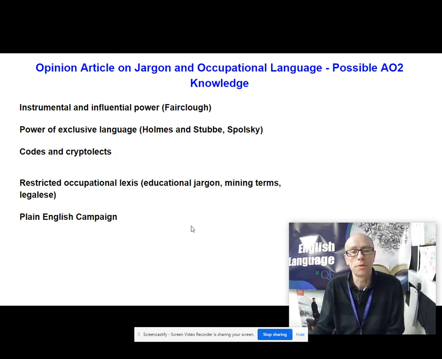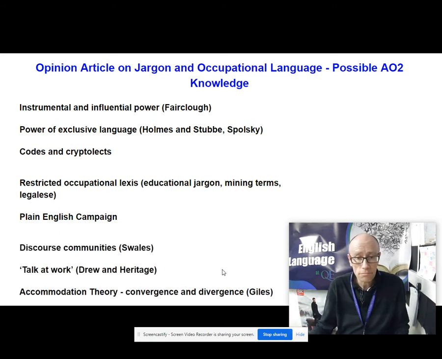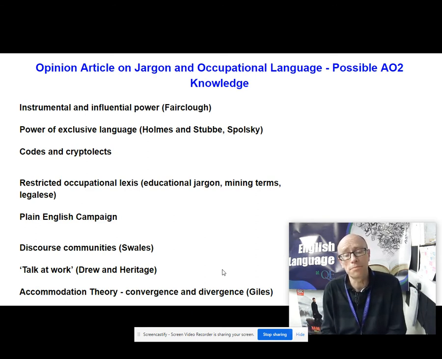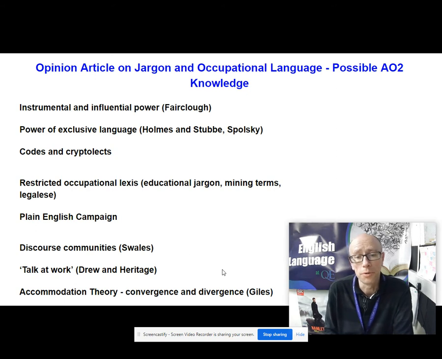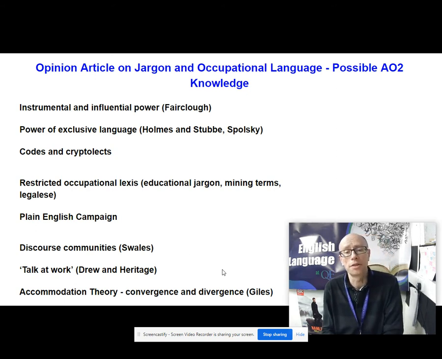There may be an argument for you to introduce information about the Plain English Campaign, which was set up in the late 1970s in order to restrict the amount of jargon that's out there in public life. And then you could be thinking about discourse communities. So what constitutes discourse communities and some of the features of talk at work. There was research done in the previous video by Drew and Heritage. And maybe, again, you want to be drawing upon Howard Giles' notion of accommodation theory.